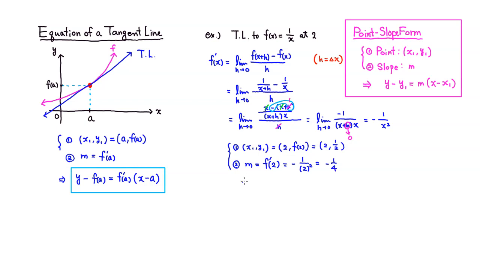So therefore we have the equation. By point-slope form, y minus y1, which is 1/2, is equal to the slope, negative 1/4, times the quantity x minus x1, which is 2. So we have the equation of the tangent line we're looking for. All right, that's it. I hope that this was clear.